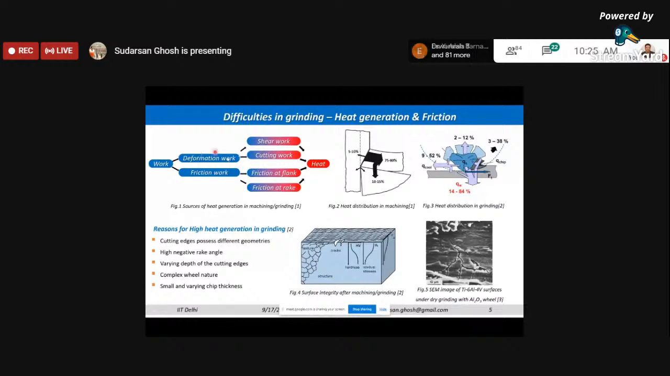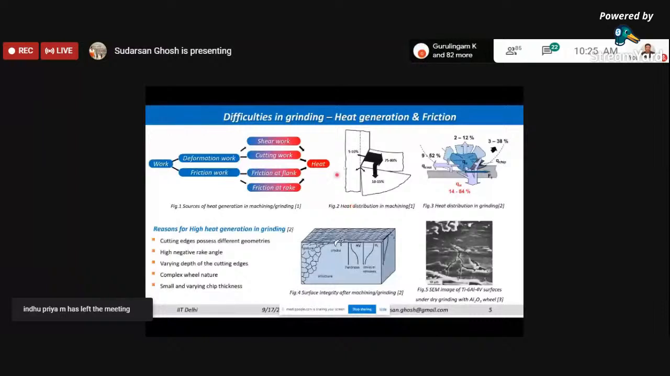And during this shear deformation, what happens? So shearing and cutting. Because of this shearing and cutting phenomena, a lot of heat is generated. Not only that, you see when the chip is flowing over the tool surface, the tool's top surface is called the rake surface. So when the chip is flowing over the rake surface of the tool, there is a friction work taking place. So friction happens at the rake surface.